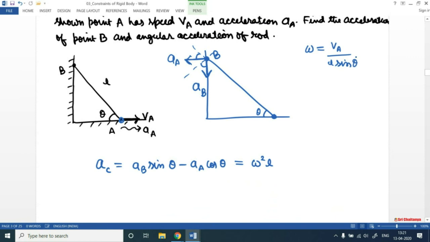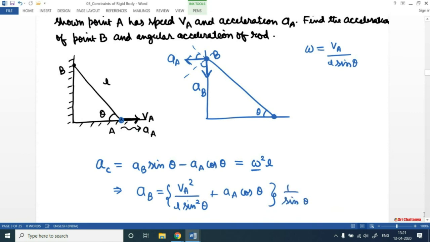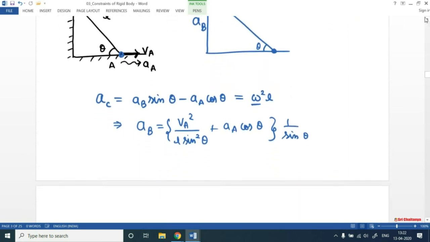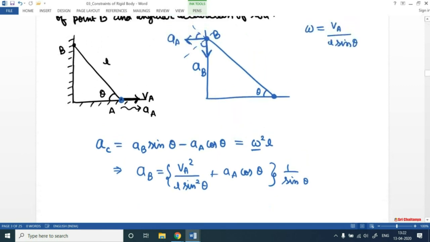Using the value of omega, we will be simply able to find the value of AB, and this will turn out to be VA square divided by L sine square theta plus AA cos theta, into 1 by sine theta. So using this acceleration constraint equation along the line of separation, we must be able to find the acceleration of point B. Now we are required to find the angular acceleration.